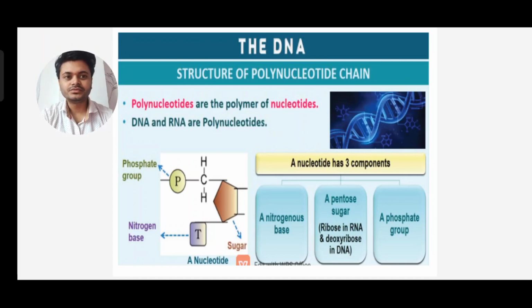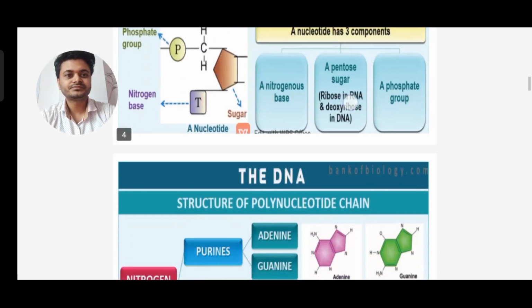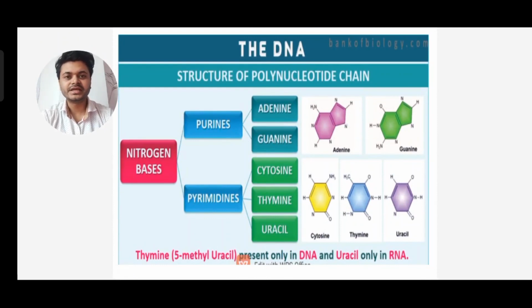In the pentose sugar there are two types: ribose in case of RNA and deoxyribose in case of DNA. In the nitrogen bases we also have two types, purines and pyrimidines. Under purines you can see adenine and guanine, and in pyrimidines we have cytosine, thymine and uracil. We know that thymine is present in DNA and uracil is present in RNA.